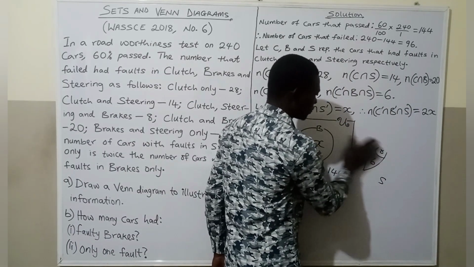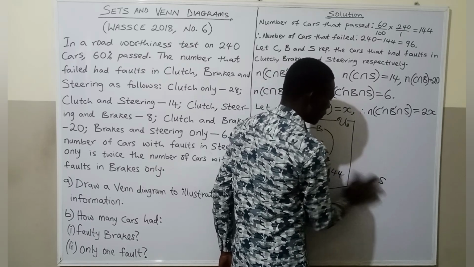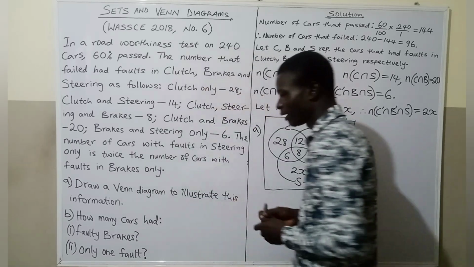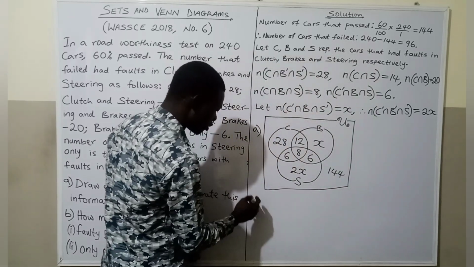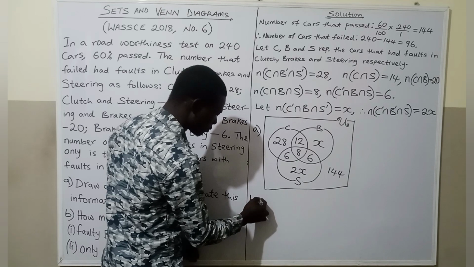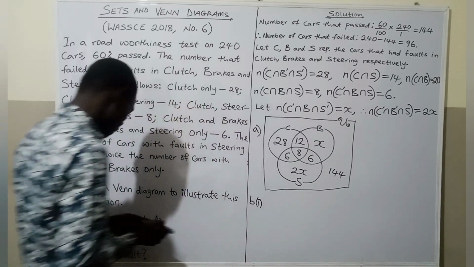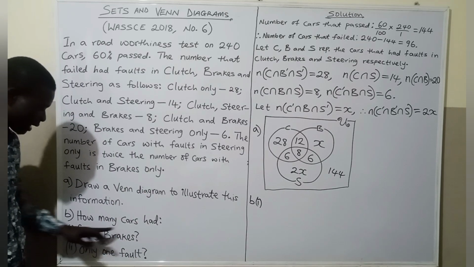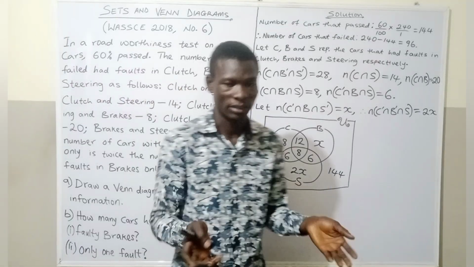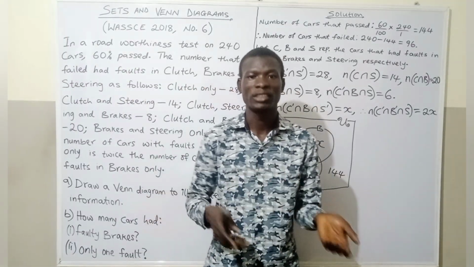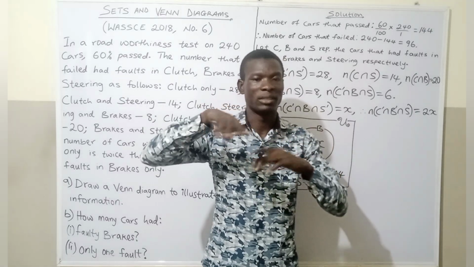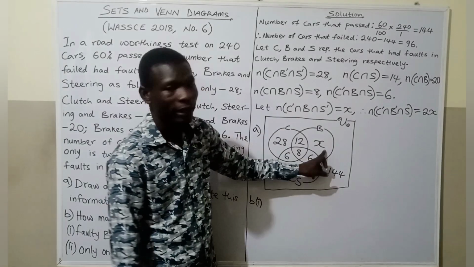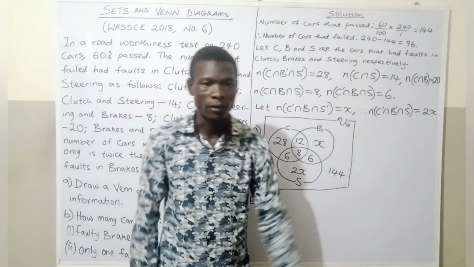We now go for the other part, which is part B. And part B has 2 questions. So we have B Roman figure 1. It says, how many cars had faulty brakes? When they say faulty brakes, they do not say brakes only. Faulty brakes means those cars that have faults in brakes generally. Now for us to have the cars that have faulty brakes, we need to get the value of x first of all. So how do we get the value of x?